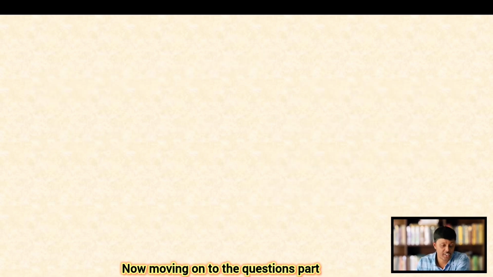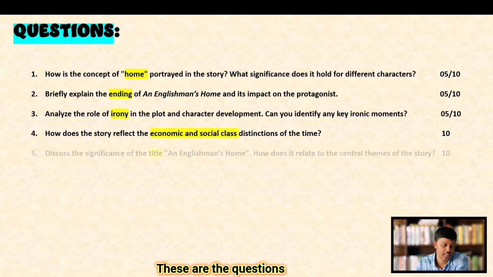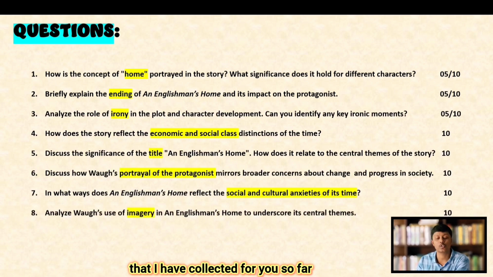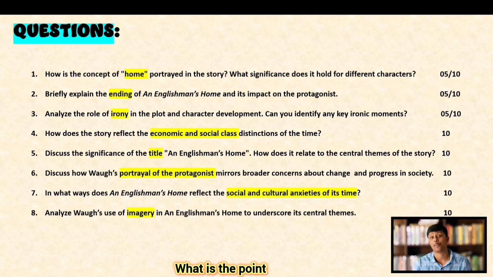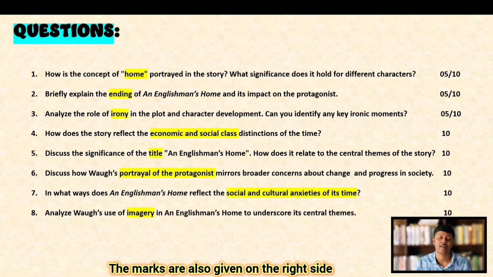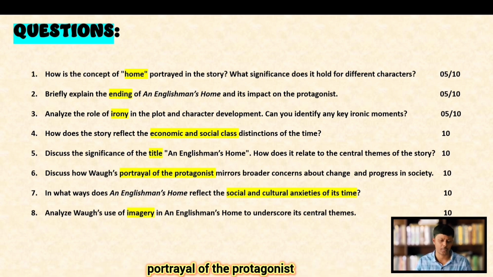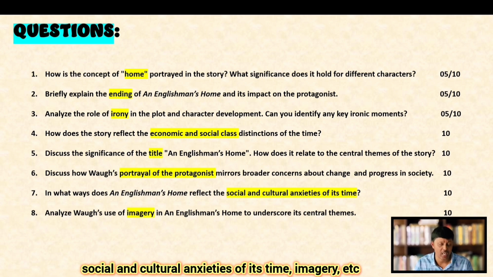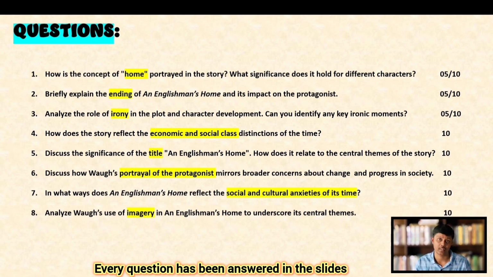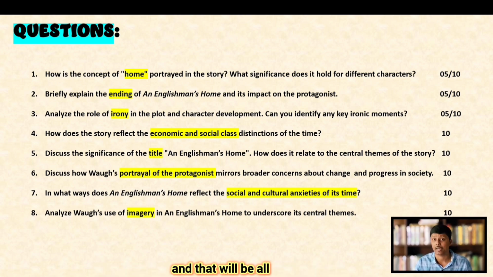Now moving on to the questions part. These are the questions that I have collected for you so far, and each question is marked in yellow color. The marks are also given on the right side. So these are the questions: home, ending, irony, economic, social class, title, portrayal of the protagonist, social and cultural anxieties of its time, imagery, etc. Every question has been answered in the slides. So just be careful about it, and that will be all.